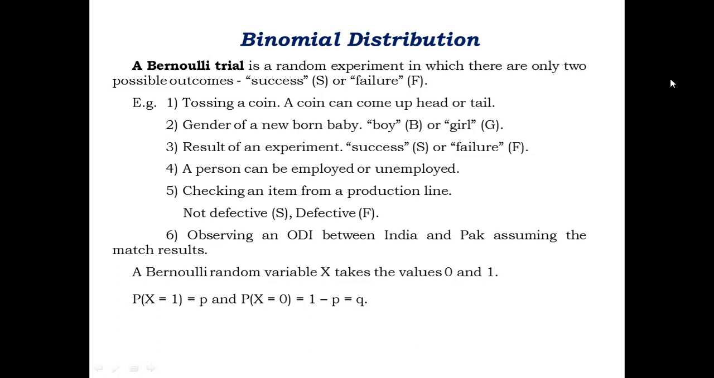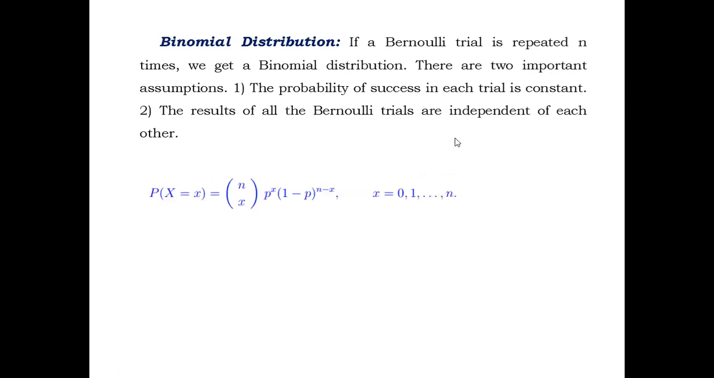So if there is only one match between India and some other country, that is going to be a Bernoulli trial, and we assume the same probability of India's win throughout the series of 5 matches, then we are going to get a binomial distribution, and X will be the number of matches won by India out of the 5 matches. So that is a binomial distribution. As such, if a Bernoulli trial is repeated n times, then the formula is nCx p to the power x q to the power n minus x, for x from 0, 1 up to n. There are n plus 1 different possible values.